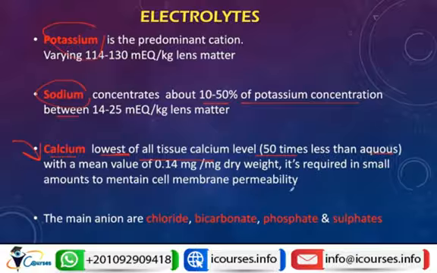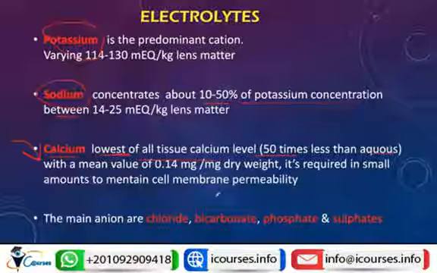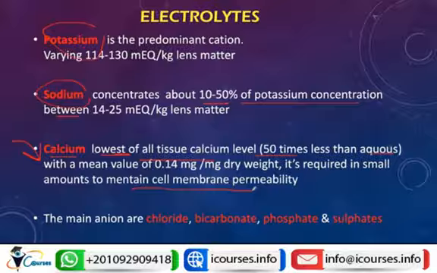So it is only required in very minimal amount to maintain the cell membrane permeability. It is important to maintain conduction through the cell membrane, but if it increases above its limits, it will lead to cataract. It can cause cortical cataract. That's why calcium shouldn't be increasing in the lens. So these are the main cations. The main anions are the chloride, the bicarbonate, the phosphate, and the sulfates, which are also present within the lens.